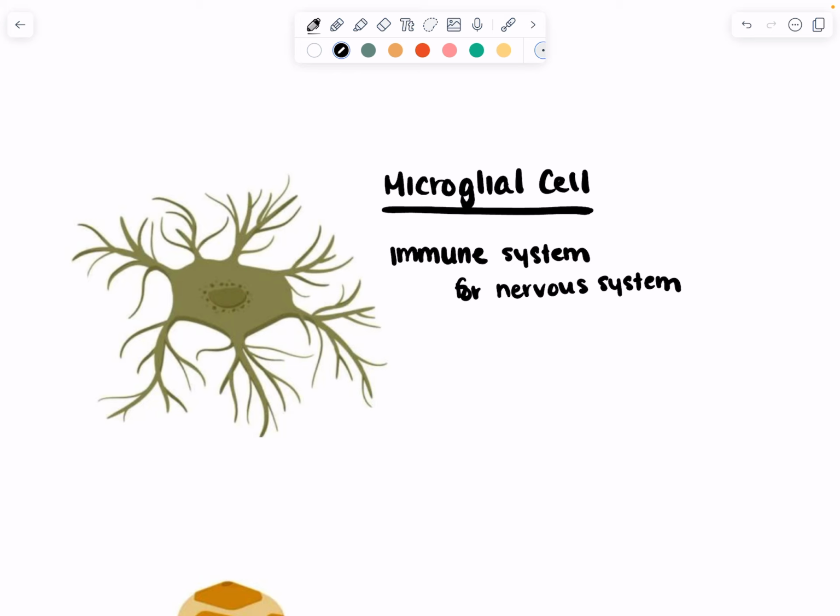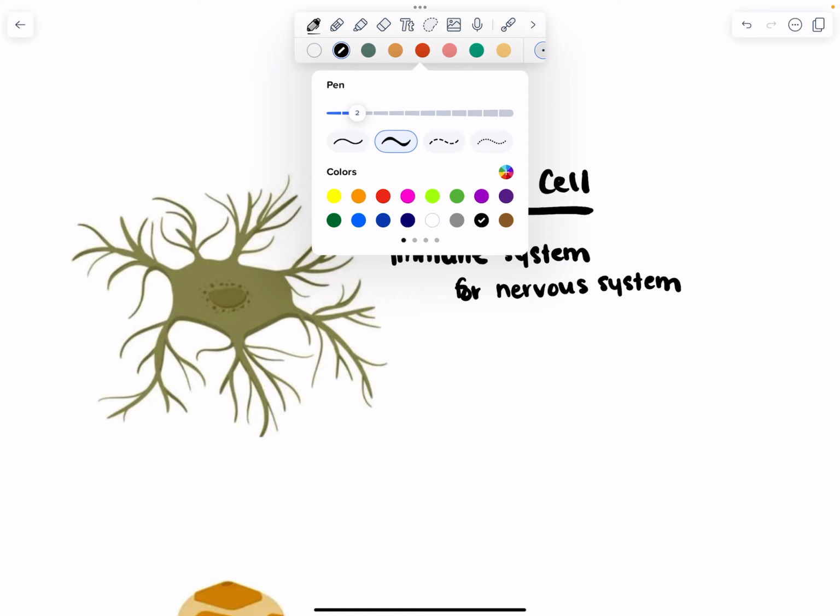Unlike our blood, which you will learn about when you get into blood, where we have a bunch of different things, neutrophils, basophils, eosinophils, all these different things, here we have microglial cells. So within that nervous tissue, we have microglial cells, which are our immune system for the nervous system.